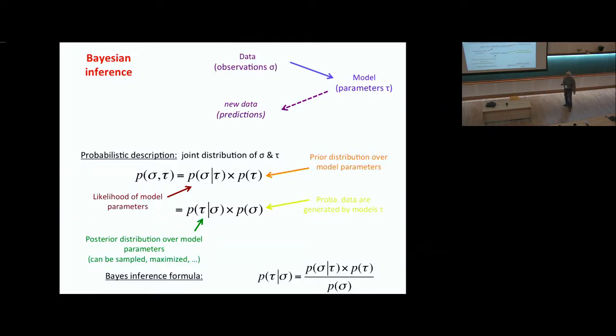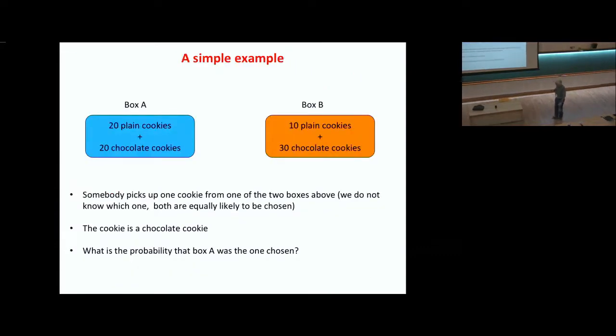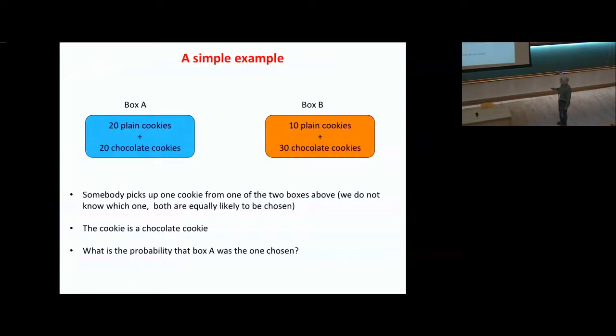Okay, so let me give you a very simple example. Suppose you have two boxes with cookies. One contains 20 plain cookies and 20 chocolate cookies. That's box A here. And the other box is the same, except you have more chocolate cookies. So you have 40 cookies, as in box A, but there are 10 plain cookies and 30 chocolate cookies.